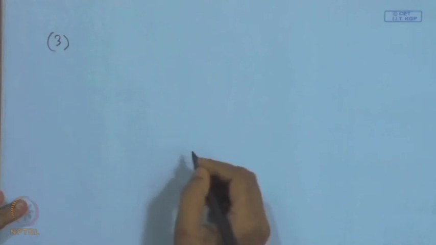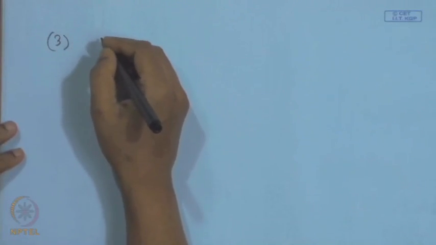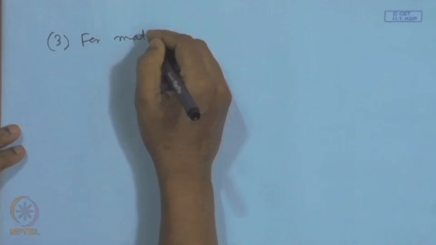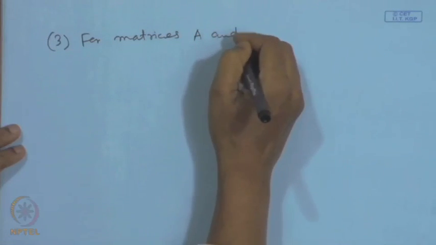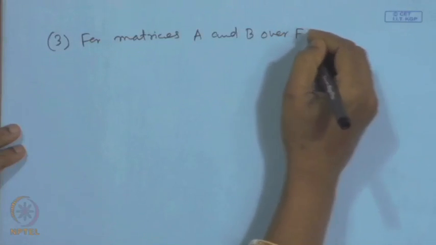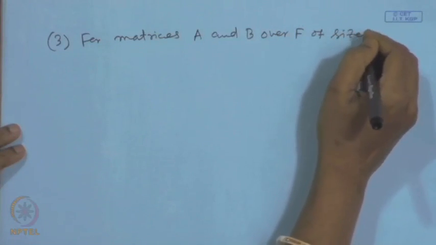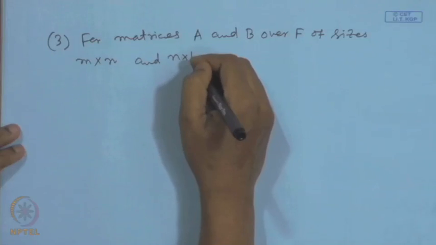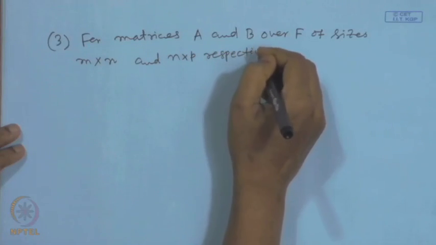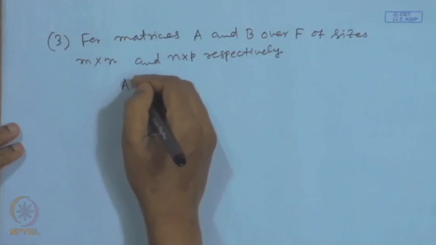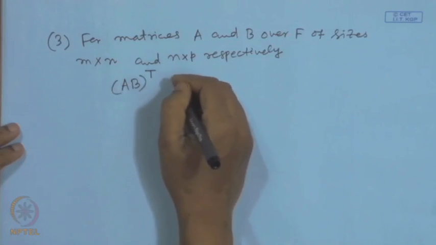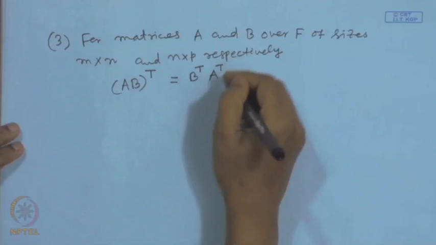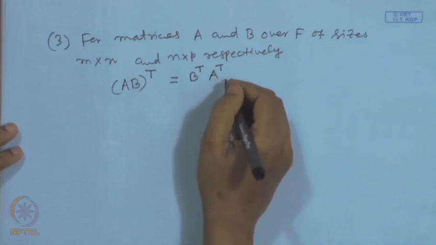Another property we will have is this. If A and B are matrices over F of sizes m by n and n by p respectively, then the transpose of the product of A and B is equal to the product of transpose of B and transpose of A. So, it will be reverse, the product will be in reverse order.